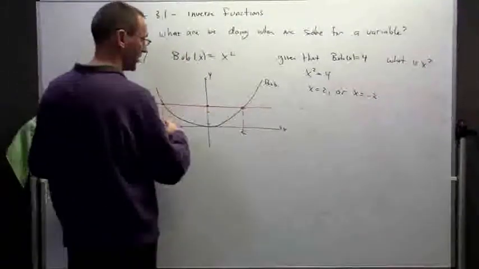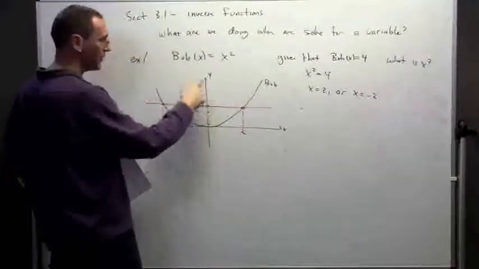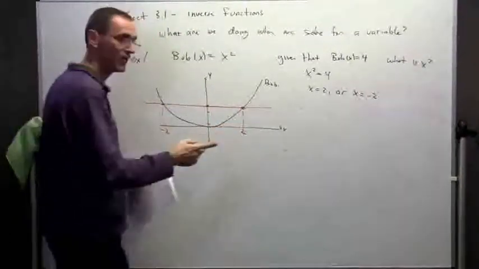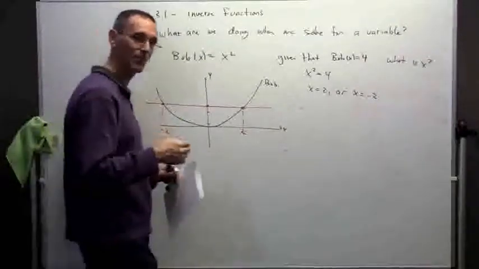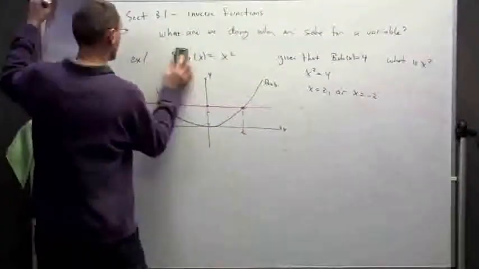A one-to-one function is going to be a function such that for any given possible output, there's only one possible input that would have given me that particular value. Okay, so that's a mouthful. So let me restate that.